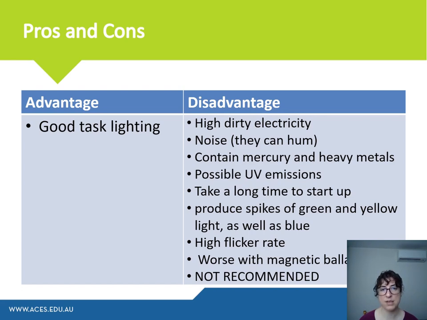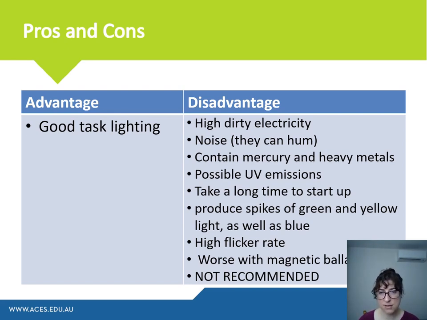So the disadvantage is that you can see there's really high dirty electricity. This is one that impacts people so much when we test for dirty electricity and body voltage and microcurrent going through someone's body when they're sitting close to that light. It's massive, the difference that it can make by just changing that light bulb. They can also have noise and they can hum, so some people complain about that humming noise. They contain mercury and heavy metals, so they're not great for the environment in terms of the lifespan and the fact that that's going to end up in landfill.